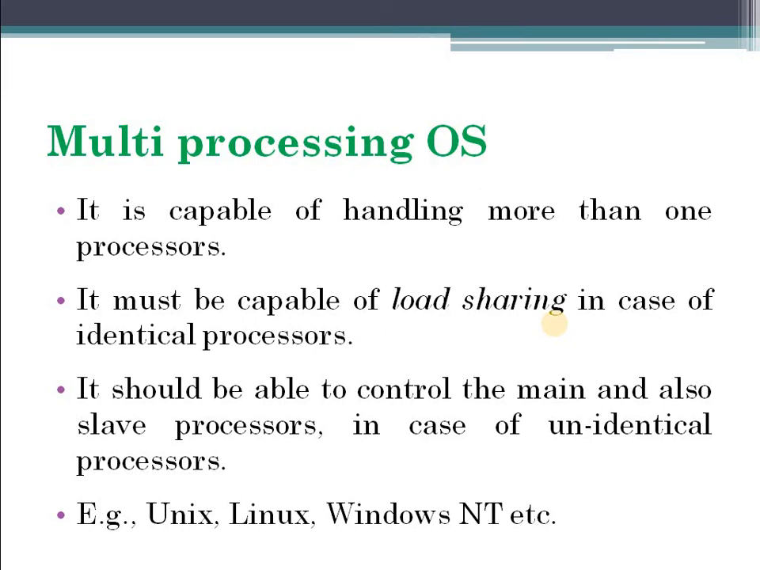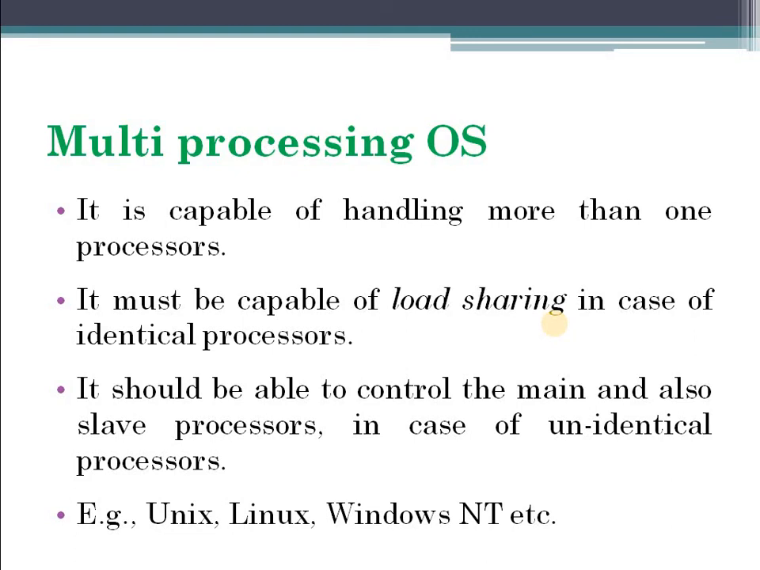Load sharing. And if the processors are not identical, meaning all the processors have different capacity, different power, different computing capacity, then the OS must be able to control the main, the super processor, and the slave processors in case of non-identical processors. Synchronization between them must be done by the OS, and this is the basic requirement of a multiprocessing OS. It supports multiple processing, so execution will be very fast because it supports multiple processors.